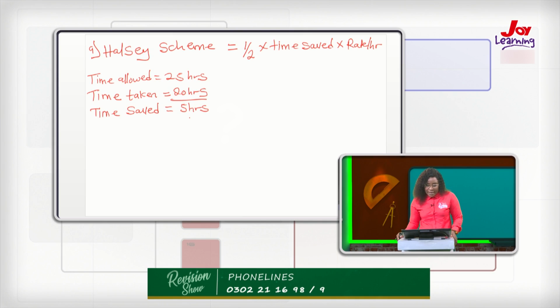So what will be his bonus based on the Halsey scheme? That is half the time saved multiplied by the rate per hour. So we have half times the time saved of 5 hours, multiplied by the rate per hour, which is 30 cedis given to us per the question. So we look for half of 5 hours multiplied by the rate of 30 cedis. Let's all take our pens and calculators and work through it together.